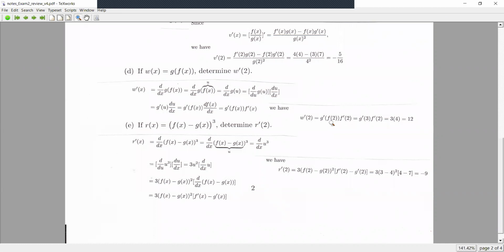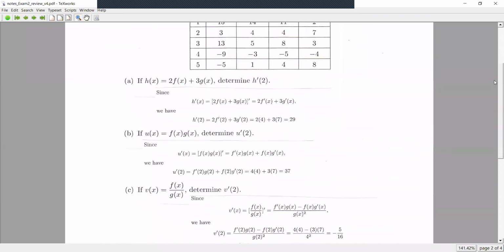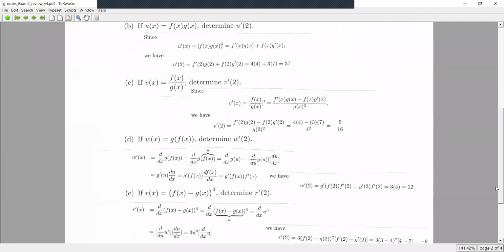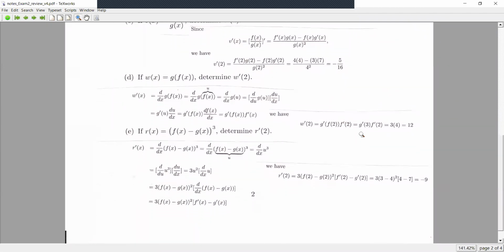From the table, f of 2 is 3. This is x is 2. This column is function f. Function f at 2 is 3. Also from the table, derivative of g at 3 is 3. Derivative of f at 2 is 4. Therefore, derivative of w at 2 is 12.